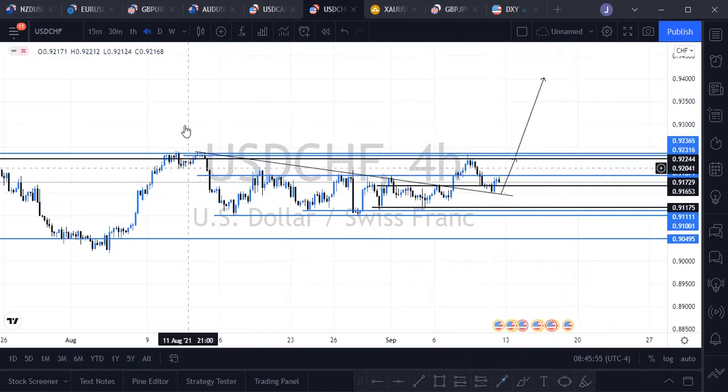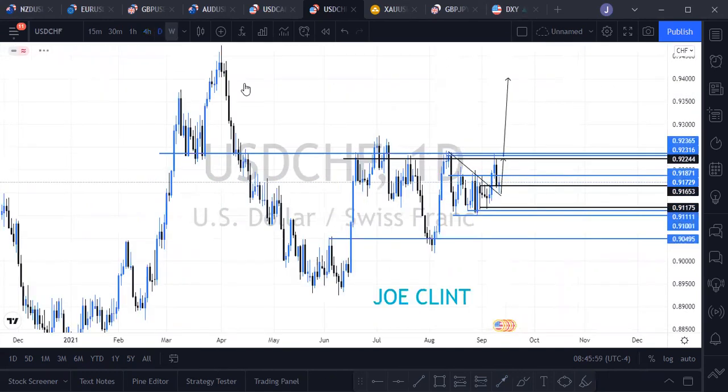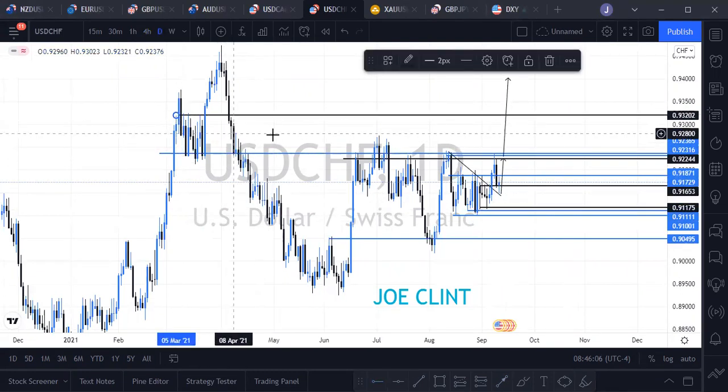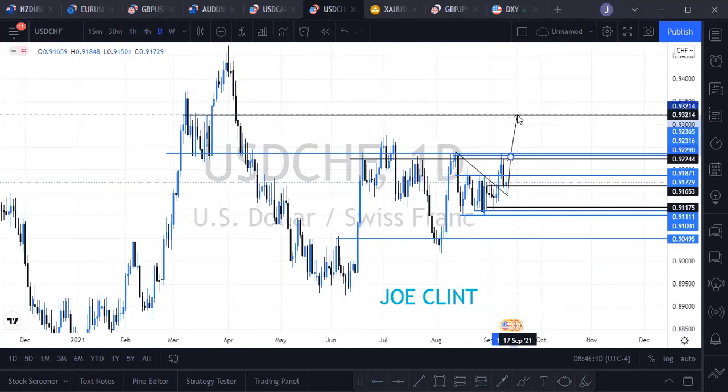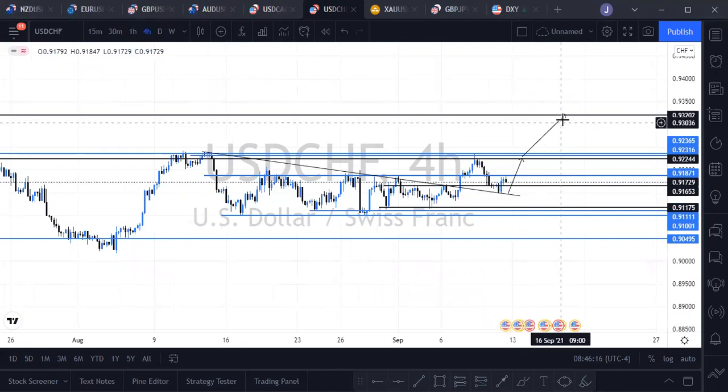So I see you get to a decision point on daily. Let's look at daily and see. Okay, here now is a decision point. Let's choose our horizontal line. All right, here now is a decision point on daily. So here should be your target 2 on USD CHF. So guys, on USD CHF, I am bullish on it.